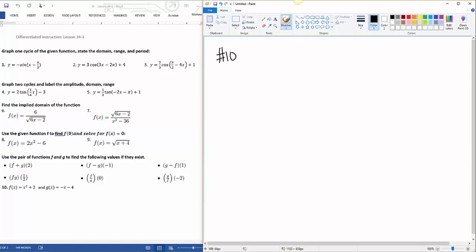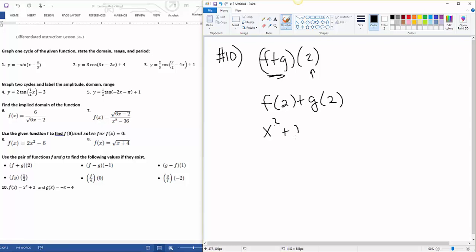Number 10, use the pair of functions f and g to find the following values if they exist. So if it says f plus g of 2, it means add the two functions together and then plug in 2. So this is f of 2 plus g of 2. So my f of x is x squared plus 2, plus, because of that plus right there, and then my g of x is negative x minus 4, but now I need to plug in 2. And then you simplify that from there.